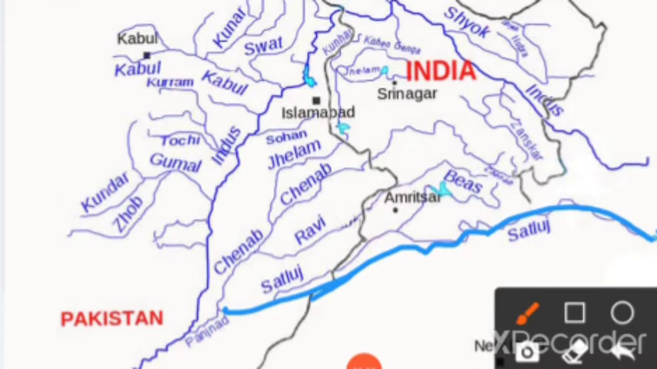This is the Ravi. You will find its origination point in Himachal, near Bara Bhangal, and Beas near Rohtang Pass. These two rivers originate in the south and east direction. One you will find is Ravi, and second you will find the Beas River there.